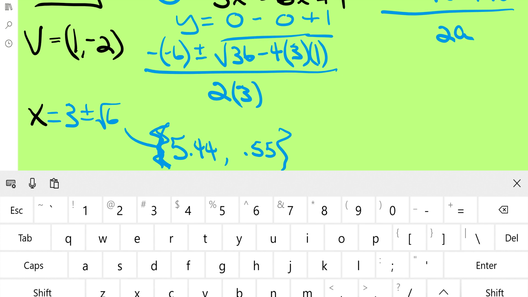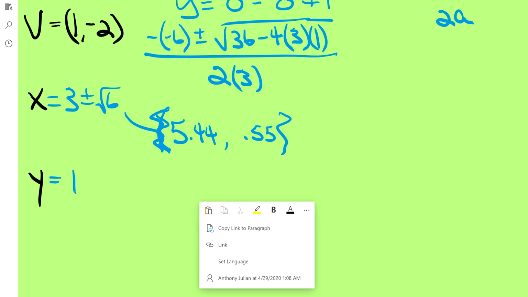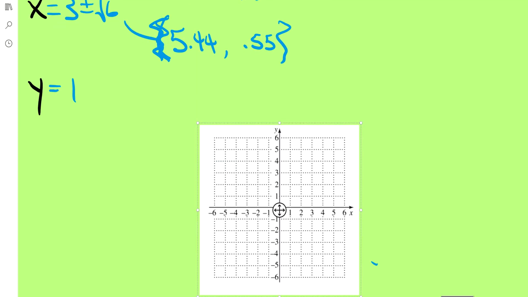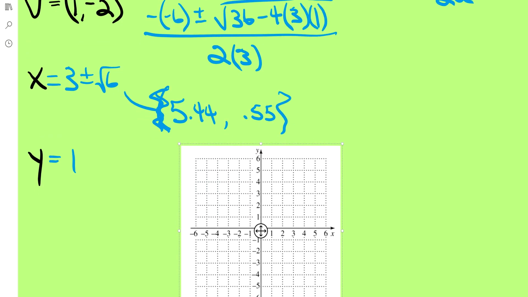Let's see what I do with my graph. Okay, here's the graph. Plot the points. Vertex first, 1, -2. That's here. And then I said my x-intercept is 5.4, which is 5.5. Let's say it's here. And 3 minus root 6 is 1/2. Oh, something's wrong here.